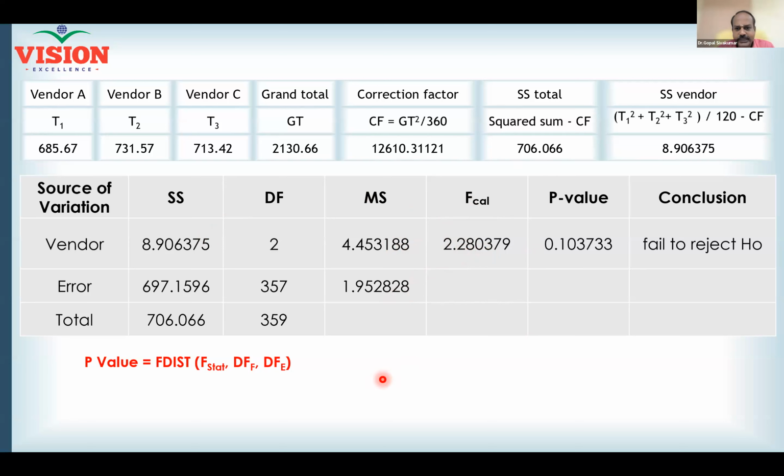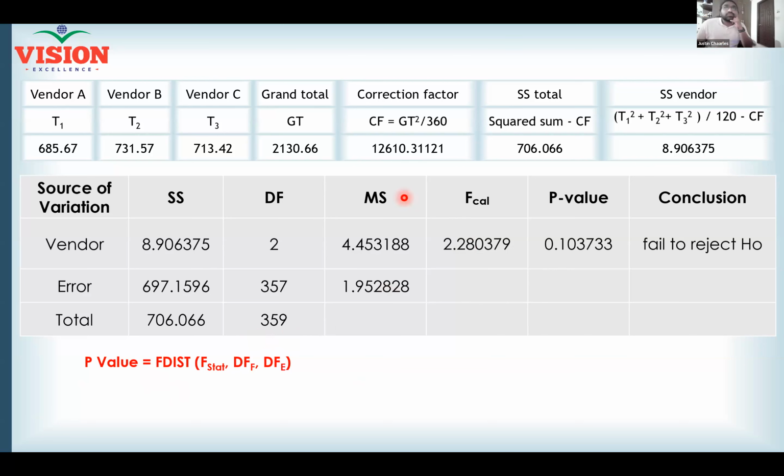Now all of you please open the Excel file and type this so that you can find out the corresponding p-value for an F score of 2.28. In any cell, please type this formula: equal to F dist, open the bracket, type your F score value, which is 2.28, and comma, type the degree of freedom of the factor, which is 2, comma, type the degree of freedom for the error, which is 357, and then close the bracket.